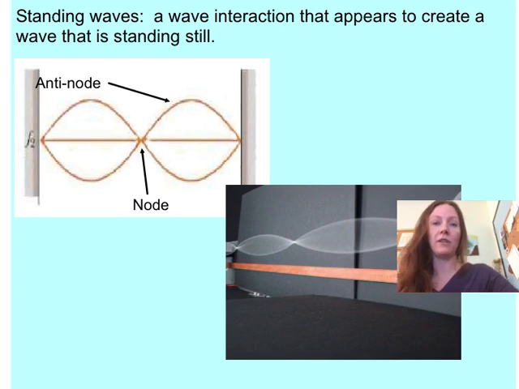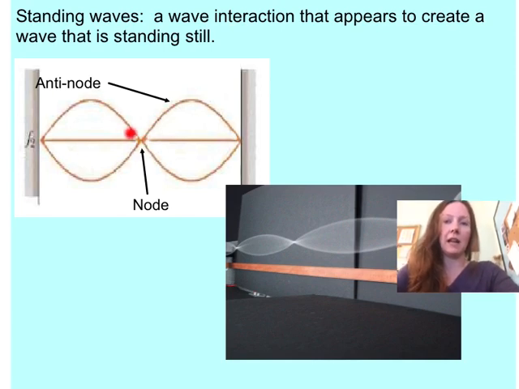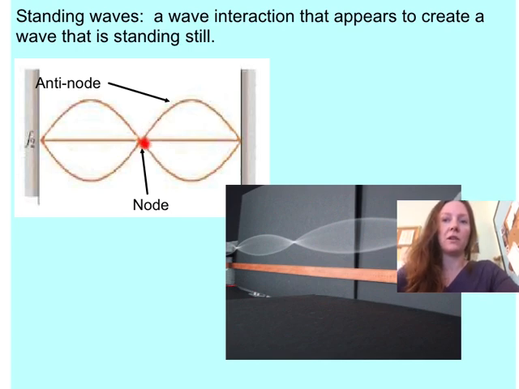A standing wave lines up so that the wave itself appears to be standing still. This is a drawing of what a standing wave might look like, and you have one wave encountering another wave. And you can see here that the crests and the troughs have lined up in such a way that they're across from each other. These, in a standing wave, are called antinodes, where the point where the waves cross each other is called a node.